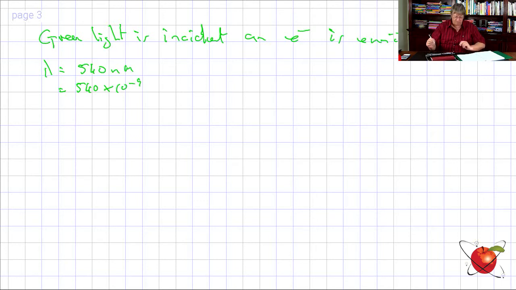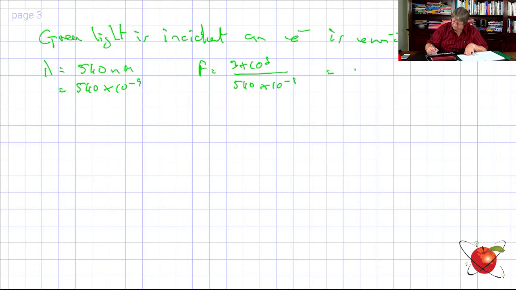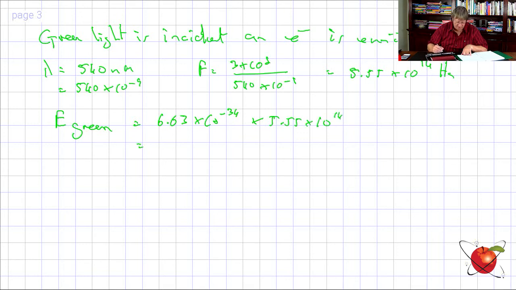So therefore, what does that mean? The energy of the green light, let's just work it out. Once again, I need to find the frequency, and the frequency is 3 times 10 to the 8 divided by 540 times 10 to the minus 9, which is going to give me 5.55 times 10 to the 14 hertz. Therefore, the energy of a green photon is 6.63 times 10 to the minus 34 multiplied by 5.55 times 10 to the 14, which gives us 3.68 times 10 to the minus 19 joules.